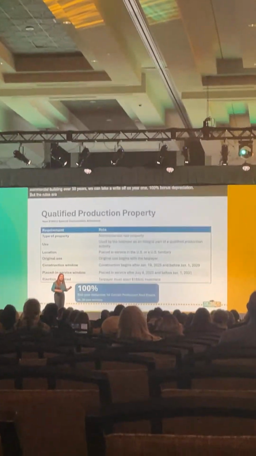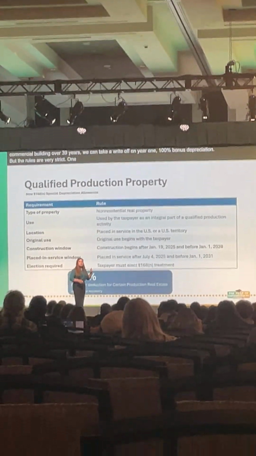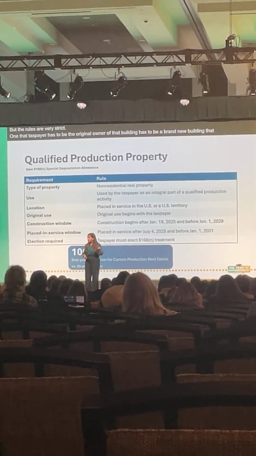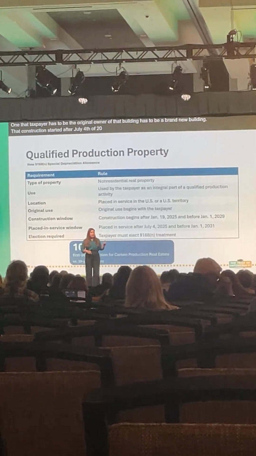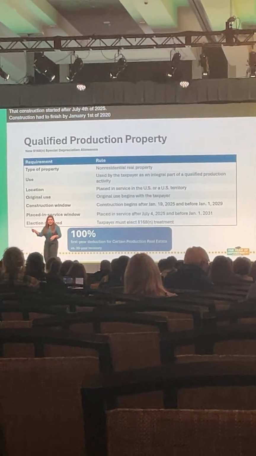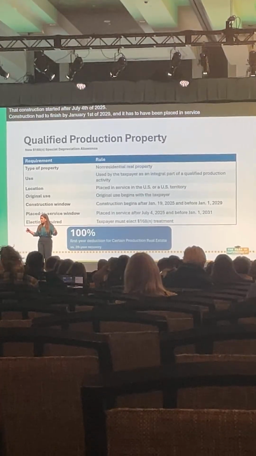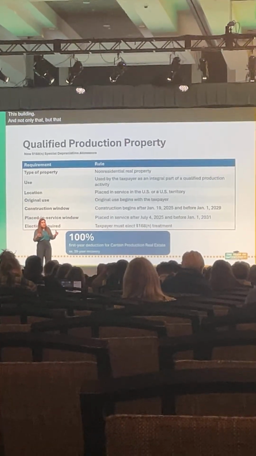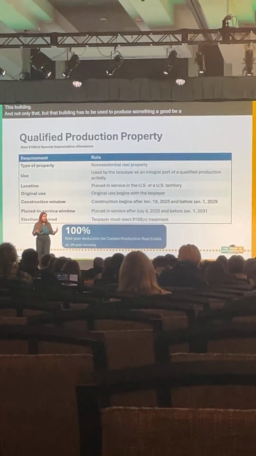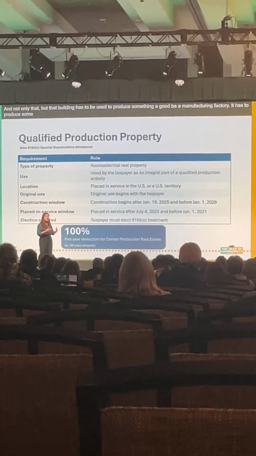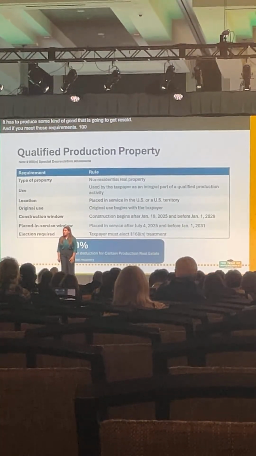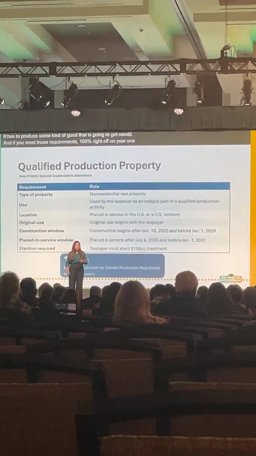But the rules are very strict. 1, the taxpayer has to be the original owner of that building. It has to be a brand new building that construction started after July 4th of 2025. Construction had to finish by January 1st of 2029, and the building has to have been placed in service. And not only that, but that building has to be used to produce something, a good, like a manufacturing factory. It has to produce some kind of good that is going to get resold. And if you meet those requirements, 100% write-off in year one for real estate.